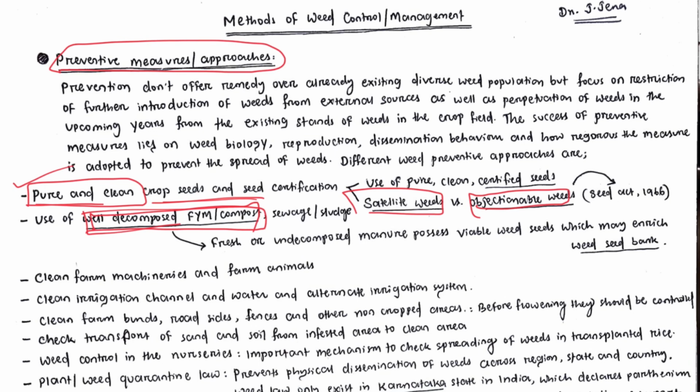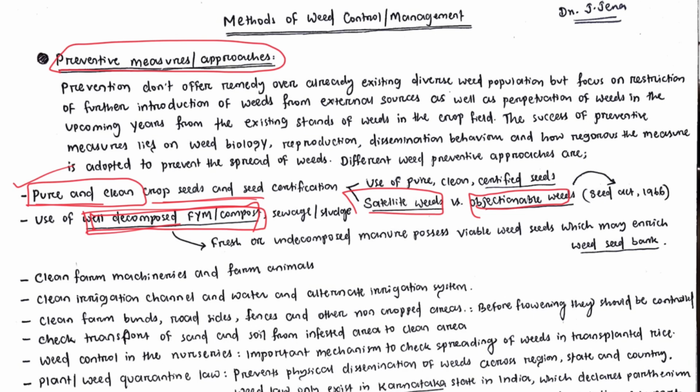Because when cattle consume weeds, cattle generally consume the grass. So grass is basically weed in our crop field. So when they consume the weeds, those weed seeds are not completely digested inside the cattle digestive system. So that will come out in the excreta, and that we are making the compost. If the compost is not well decomposed, then that seed will have certain viability.